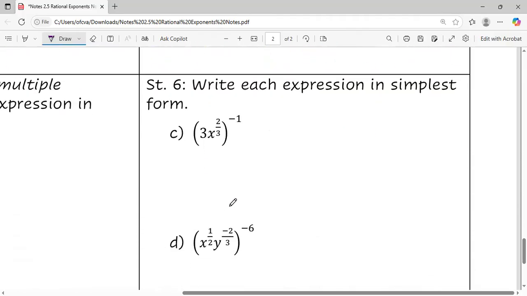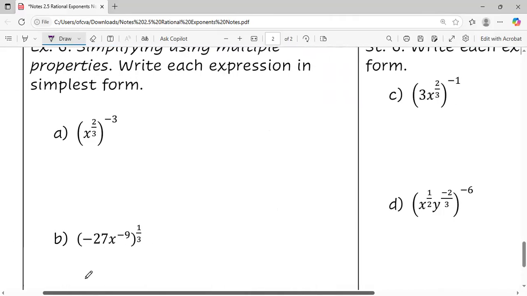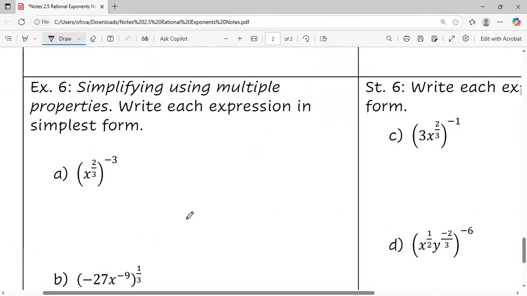All right, guys, so we've made it to example 6, the last one. And the last one is going to throw all of the properties at you at once.